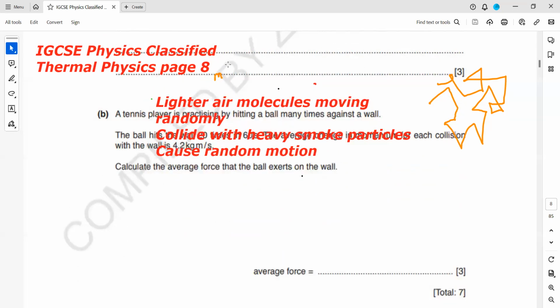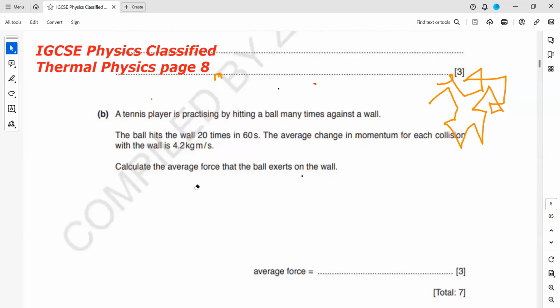The next one is related to momentum. A tennis player is practicing by hitting a ball many times against the wall. The ball hits the wall 20 times in 60 seconds. The average change in momentum is 4.2. Calculate the force. So how to work out the force? Impulse is force multiplied by time. So if we need the force, force is impulse divided by time. What is the impulse here? The change in momentum is given, 4.2.